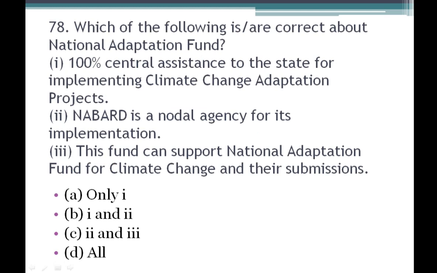Question number 78. Which of the following is or are correct about National Adaptation Fund? Number 1. 100% central assistance to the state for implementing climate change adaptation projects. Number 2. NABARD is a nodal agency for its implementation. Number 3. This fund can support National Adaptation Fund for climate change and their submissions. The correct answer is option D, that is all of the above.